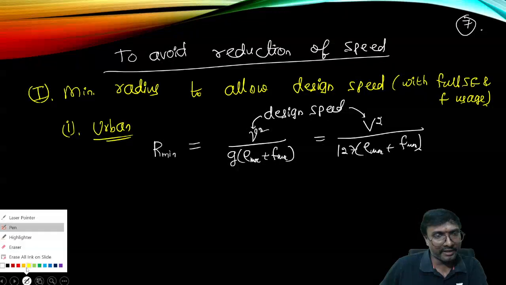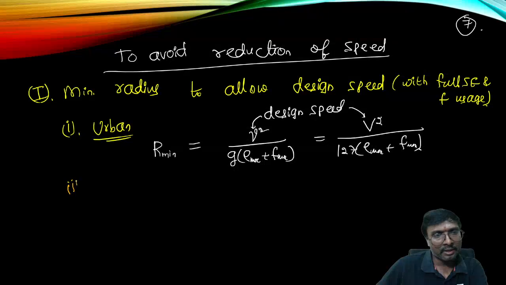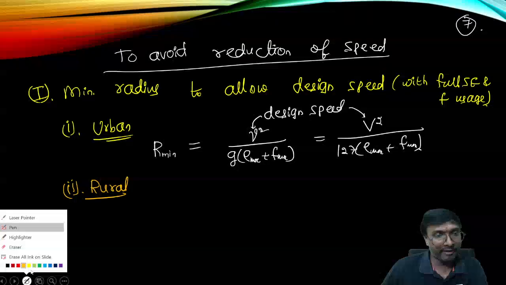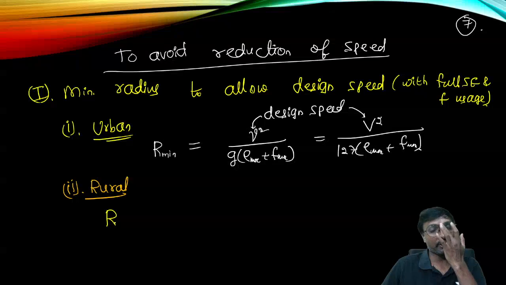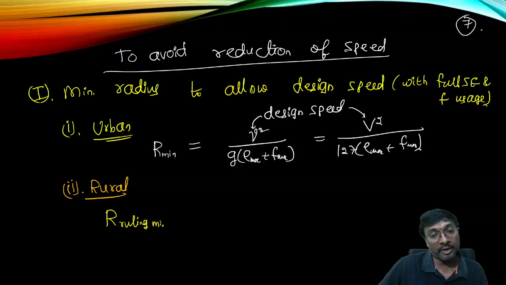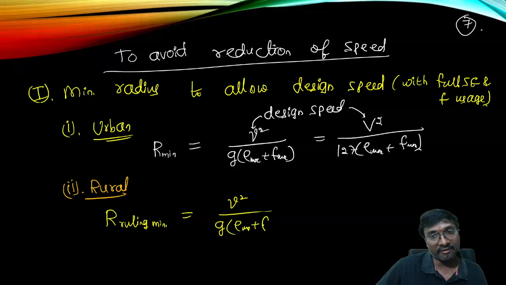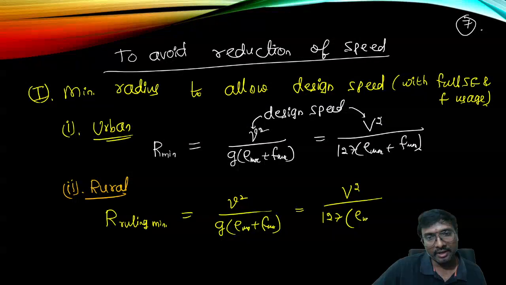Now, in case of rural roads, what happens? Only one design speed will be there, or two design speeds? Two different design speeds will be there. You can say the ruling design speed will be there. To allow the ruling design speed, what is that minimum radius? You can say ruling minimum radius. The equation is the same only, small V square by g into E max plus this F maximum, or capital V square by 127 into E maximum plus this F maximum.